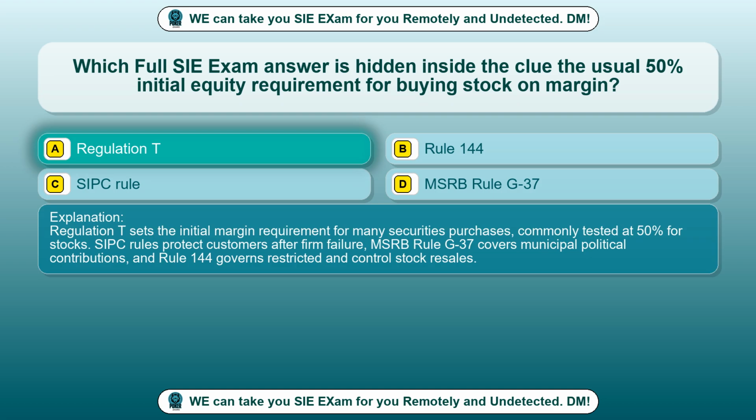Regulation T sets the initial margin requirement for many securities purchases, commonly tested at 50% for stocks. SIPC rules protect customers after firm failure. MSRB Rule G37 covers municipal political contributions, and Rule 144 governs restricted and control stock resales.